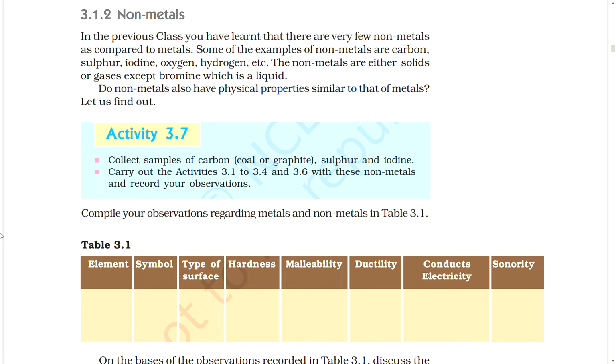Non-metals. In the previous class you have learned that there are very few non-metals as compared to metals. Some examples of non-metals are carbon, sulfur, iodine, oxygen, hydrogen, etc. The non-metals are either solids or gases except bromine, which is a liquid. Do non-metals also have physical properties similar to those of metals? Let us find out. Activity: collect samples of carbon (coal or graphite), sulfur and iodine. Carry out the activities with these non-metals and record your observations.